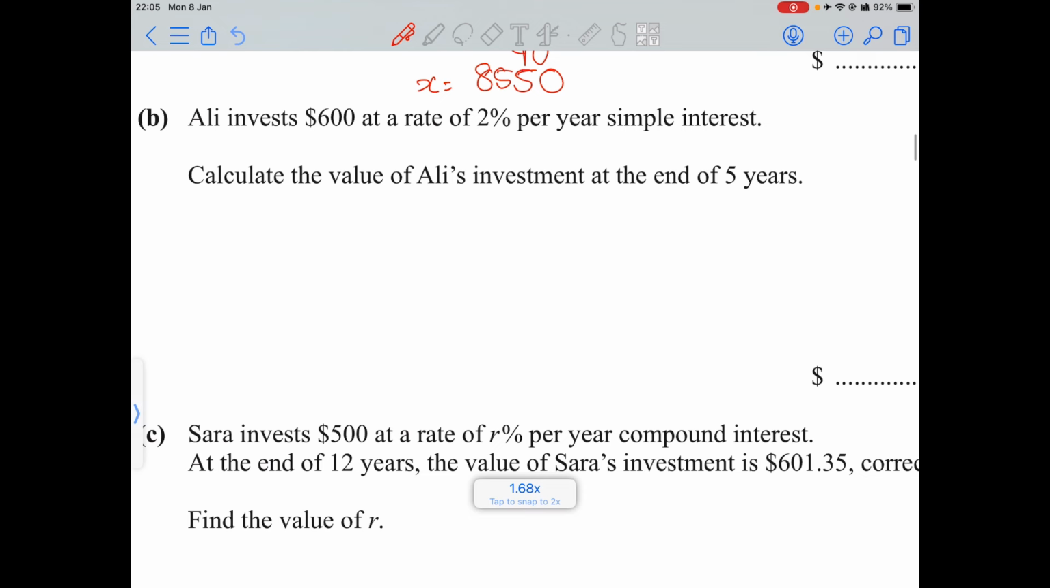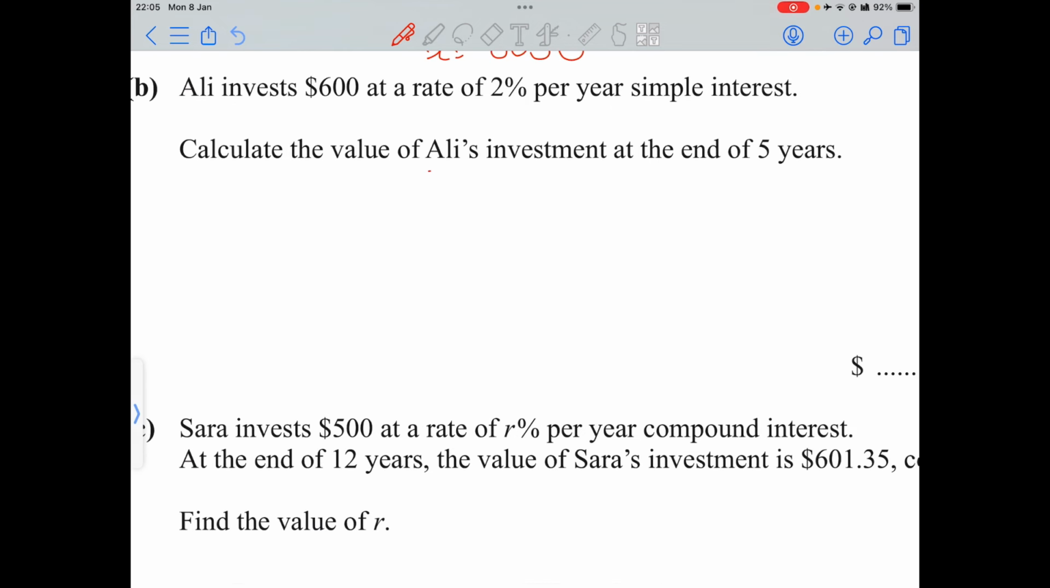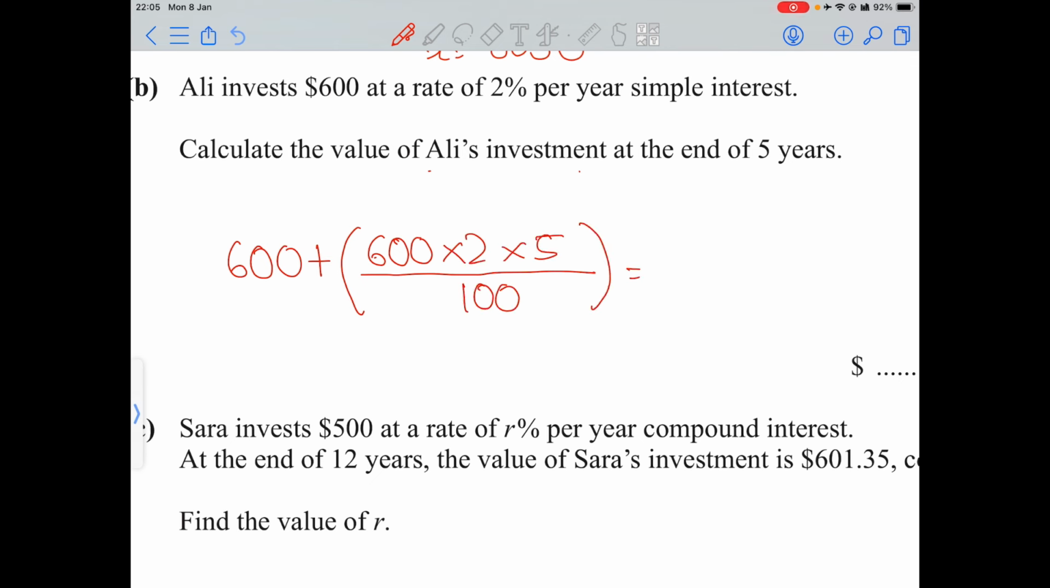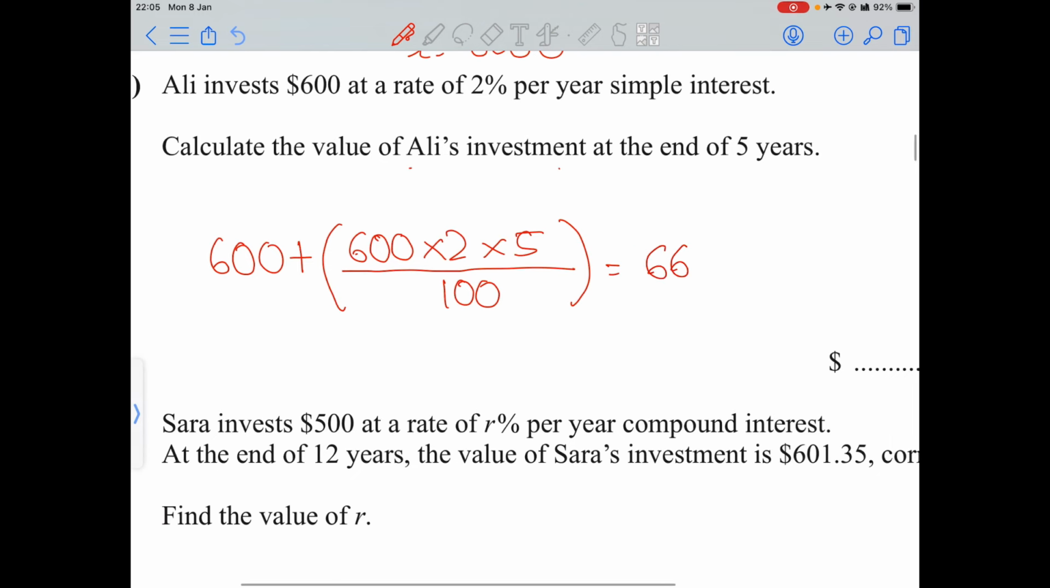Now Ali invests $600 at a rate of 2% per year. Calculate the value of Ali's investment. Often what students get wrong here is that they calculate the simple interest but forget to add the original amount. When you use the simple interest formula, you're only getting the amount of interest. So I'll do this calculation with you guys: 600 plus 600 into 2 into 5 divided by 100. This gives me the interest plus 600, which gives the total value of the investment, which is 660.